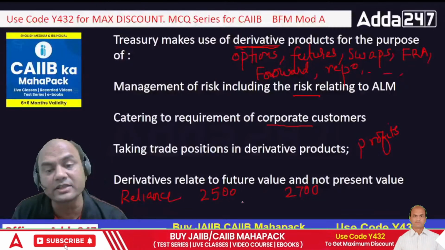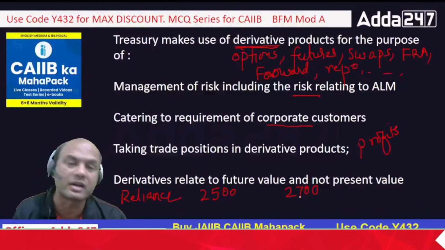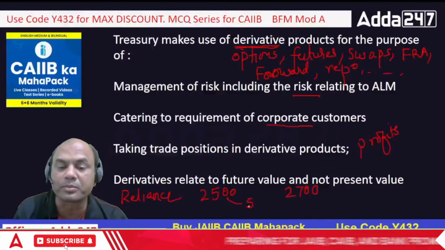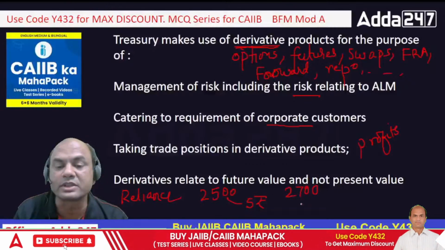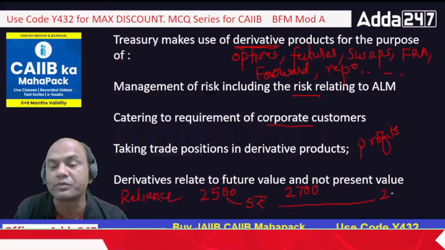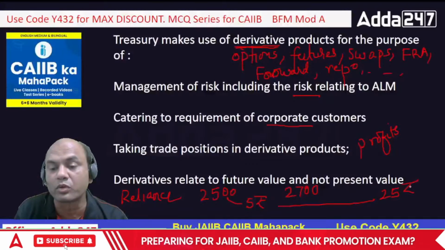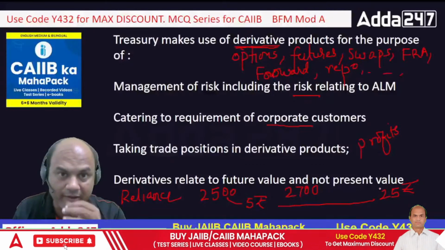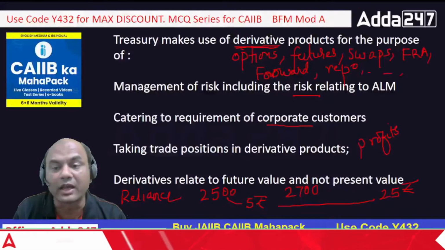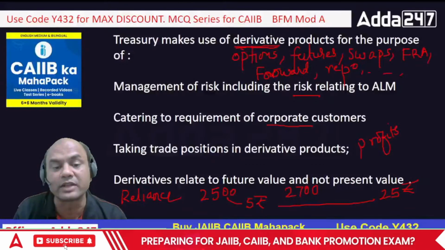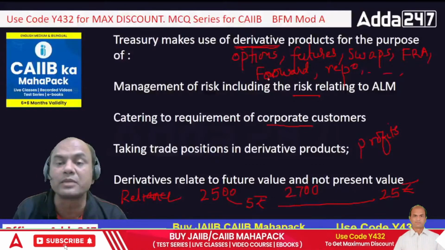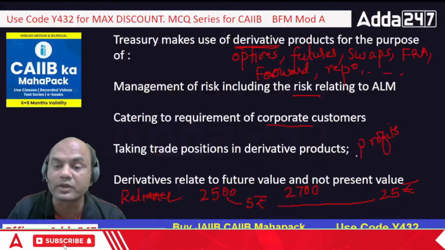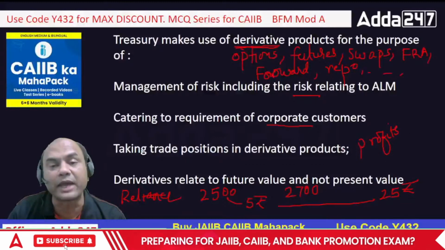If Reliance actually goes from 2500 to 2700 in 1 week, what will happen? This 5 rupees call which I had taken will grow to maybe 20 or 25 rupees. So I have earned 5 times in just 1 week. If I invest 1 lakh, I've earned 5 lakhs in 1 week. That is the beauty of these options, of these derivatives. That is why banks use derivatives, basically for profits.